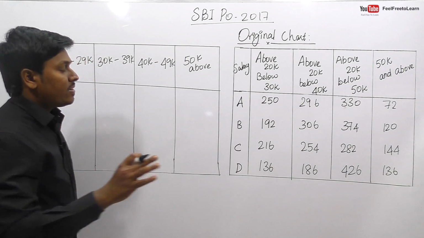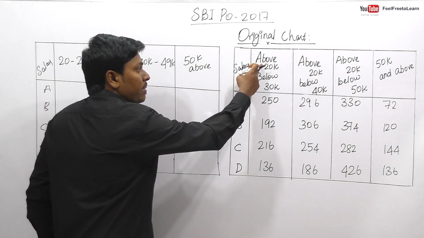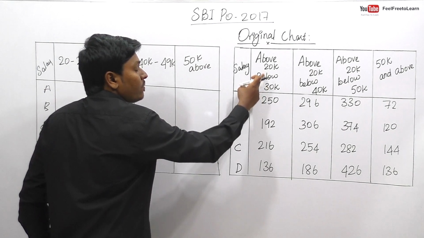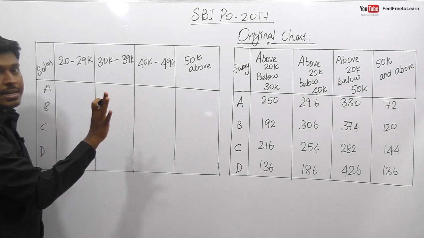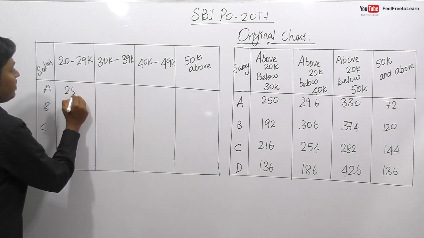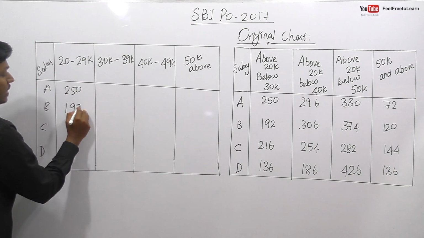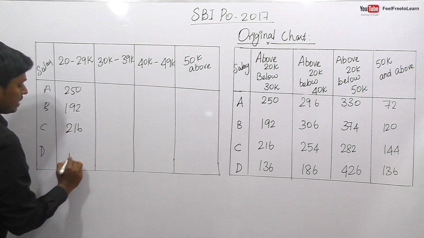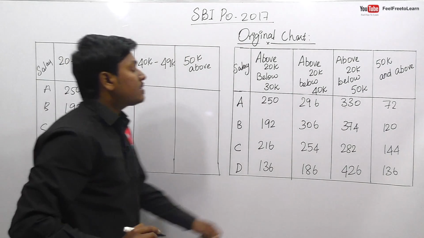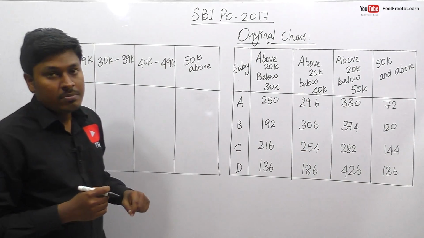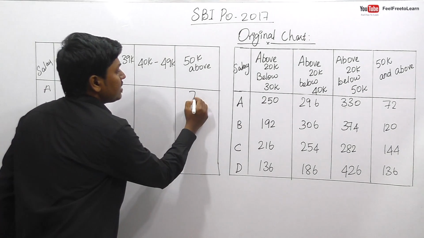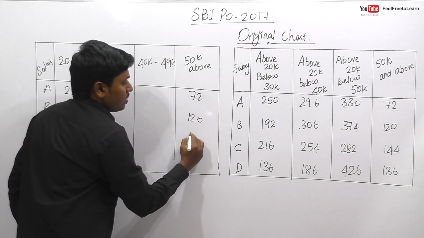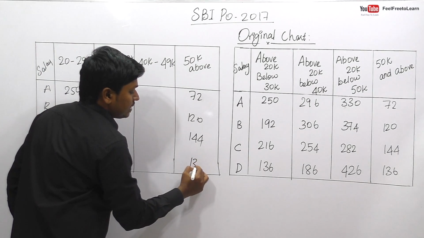So friends, listen here friends. First of all, the persons who are getting a salary of 20k below 30k. So I have written it as 20k below 29k, right? So we don't want to change any value. That will be 250, 192, 216, 136. And similarly in the last column where it is 50k and above, the persons who are getting 50,000 and above, right, it will be 72, 120, 144 and 136.